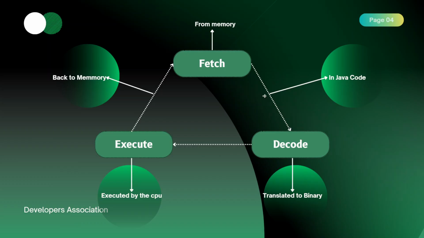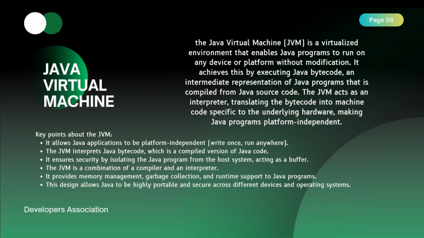Now we come to the next topic, which is about the Java Virtual Machine. It is a virtualized environment that enables Java programs to run on any device or platform without modification. It achieves this by executing Java bytecode, an intermediate representation of programs that is compiled from the Java source code. It acts as an interpreter, translating the bytecode into machine code specific to the underlying hardware, making Java programs platform independent. A simple and easy definition to understand.